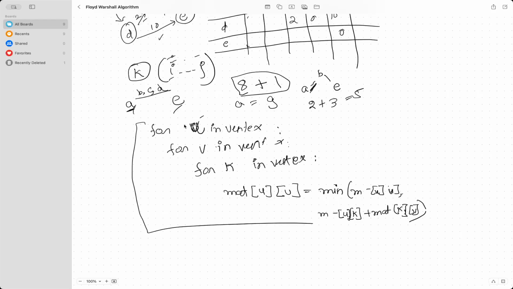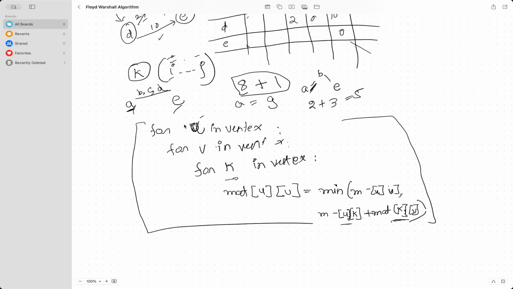Obviously now we need to add some conditions because it's possible that U to K is infinite right now, or this is infinite right now, right? So if we do any addition with infinite, then the algorithm will not run. Or if U and K are the same, in that case nothing will be wrong because by default we are filling that value with 0 in the starting. So that should be fine. So this is the base of this algorithm.